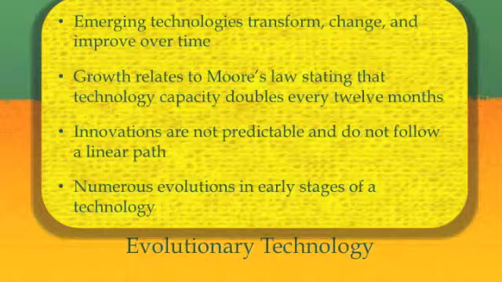Evolutionary technology explains the progression of a technology from a previous innovation. An innovation in this category will exhibit change and improvement over time. Some follow the prescription of Moore's law, where the power of the technology doubles every 12 months. Evolutionary developments are predictable and nonlinear. There are numerous evolutions of an innovation in the early stages of its development.